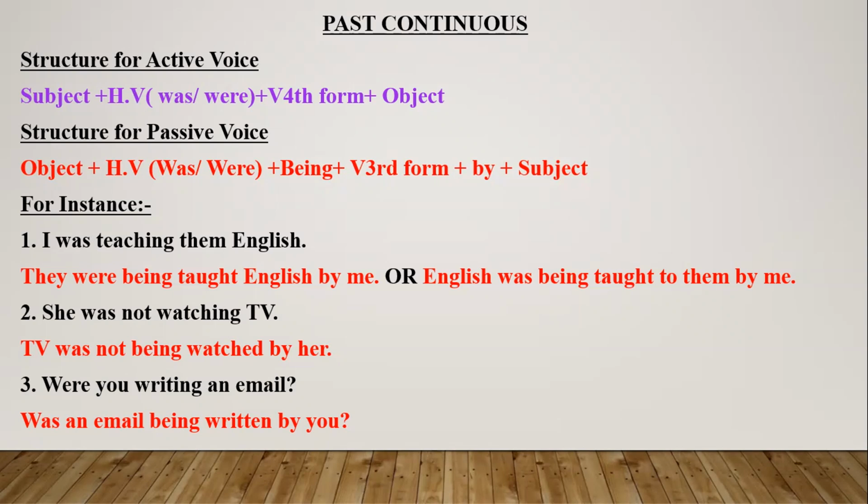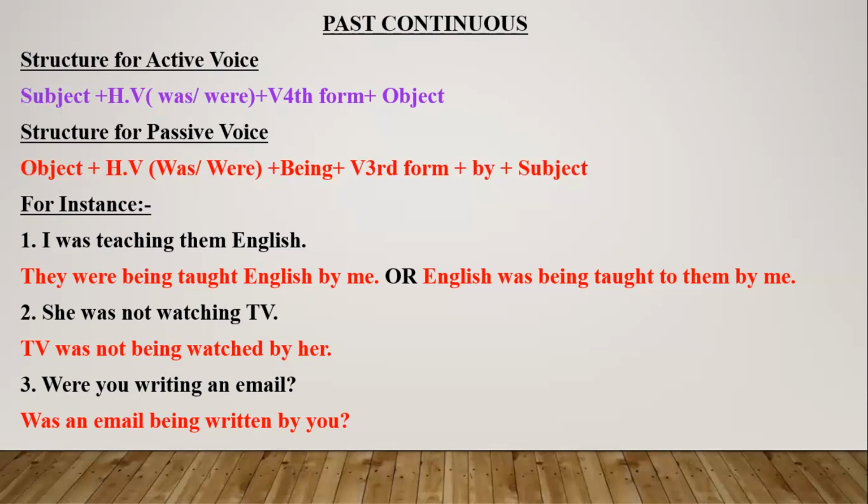Whenever you have been given more than two objects, and you are skipping the first object and going towards the second or third one, you need to adjust the previous object with to. So you can see the example: English was being taught to them by me. Number two: She was not watching television. That's called TV. That's a negative sentence. So: TV was not being watched by her.